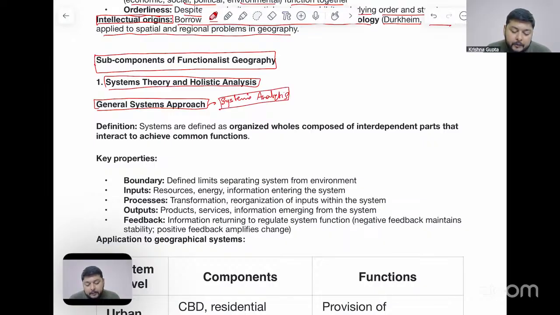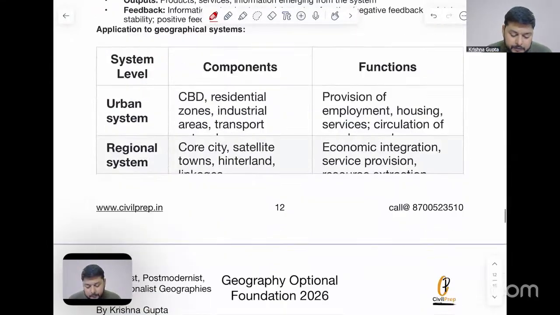I will not be going through this now because this will create confusion for you in understanding this complete general system theory in a very short span of time, because it will take a complete 3-hour lecture to understand this general system approach.